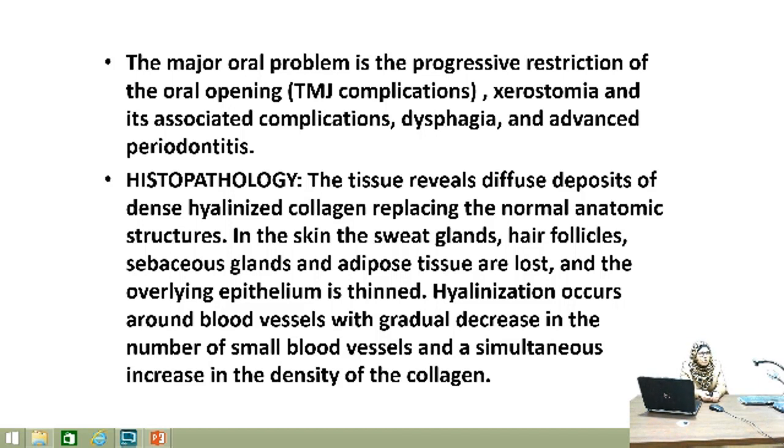The histopathology of the tissue reveals diffuse deposits of hyalinized collagen replacing the normal anatomic structure. In the skin, the sweat glands, hair follicles, sebaceous glands and adipose tissue will be lost and replaced by hyalinization and collagen bundles, and the epithelium becomes thin. The hyalinization increases around the blood vessels with a gradual decrease in the number of small blood vessels and a simultaneous increase in the density of collagen.